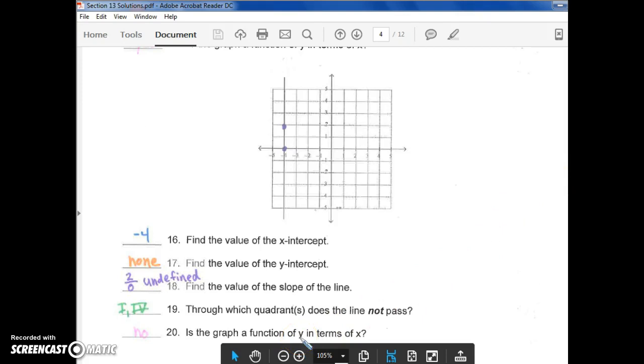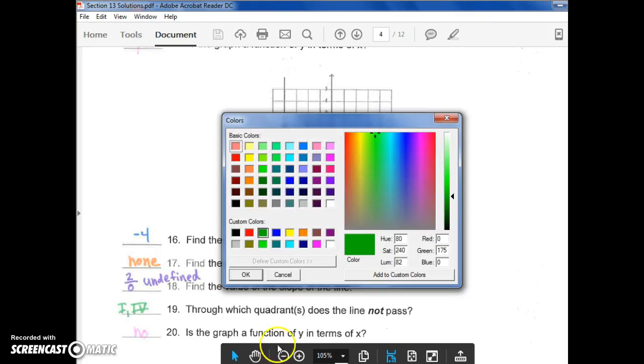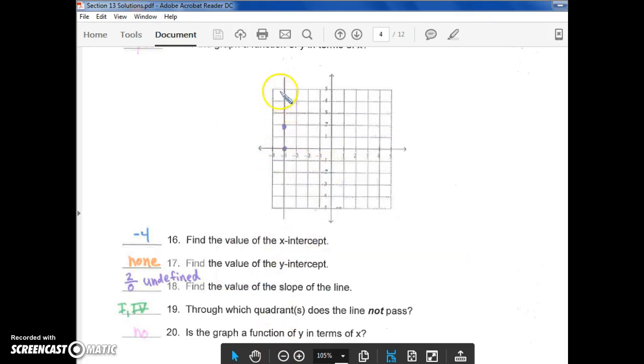On 16 through 20, we skipped a graph because it's just more of the same type of thing. But 16 through 20 was kind of a special graph for us. So number 16 says find the value of the x-intercept. So the x-intercept, again, is where the line is going to cross the x-axis. So this is a vertical line, a line that goes straight up and down, and it definitely crosses right there at the point of the value -4.